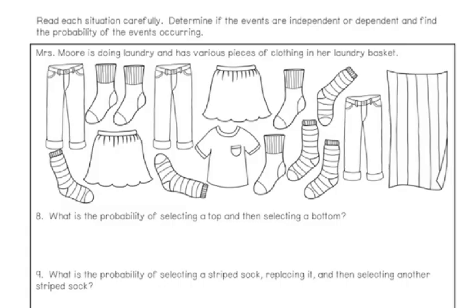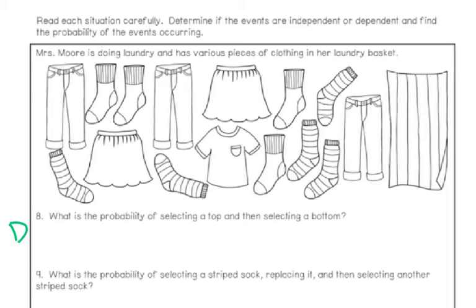On the back it says, read each situation carefully and determine if the events are independent or dependent and find the probability of the events occurring. So it says Miss Moore is doing laundry and has various pieces of clothing in her laundry basket. It wants to know on number 8, what is the probability of selecting a top and then selecting a bottom? So for this one, it doesn't say anything about putting that item back into the laundry basket. So this is going to be a dependent event.